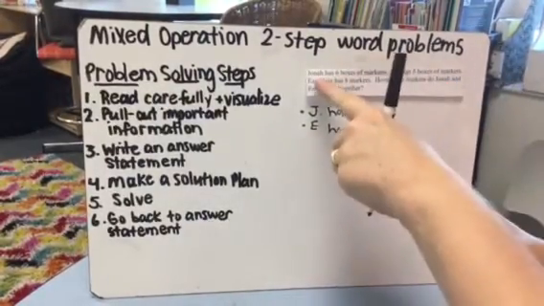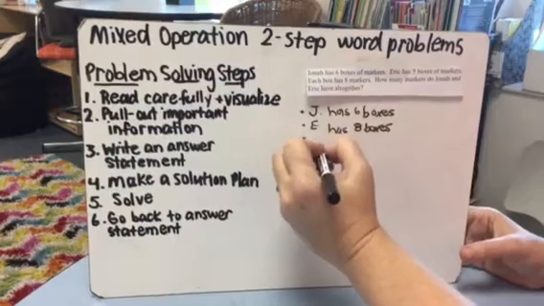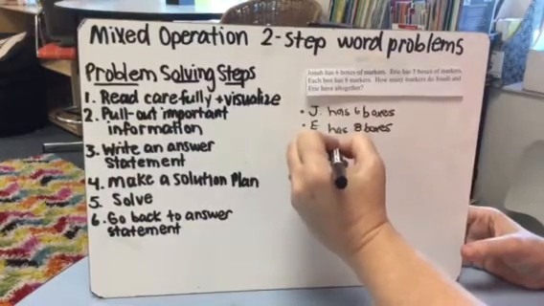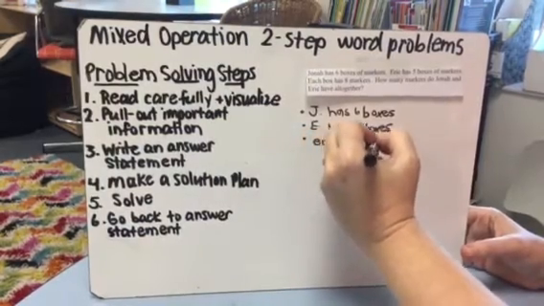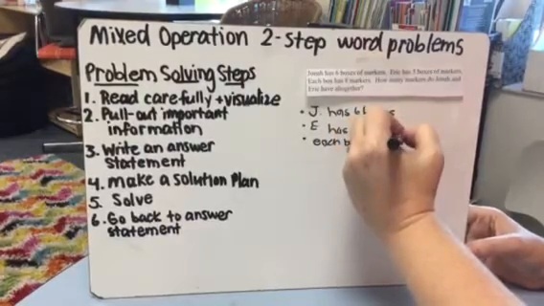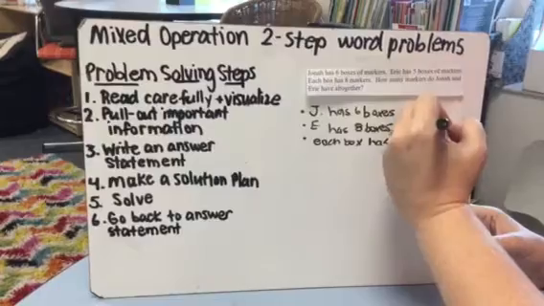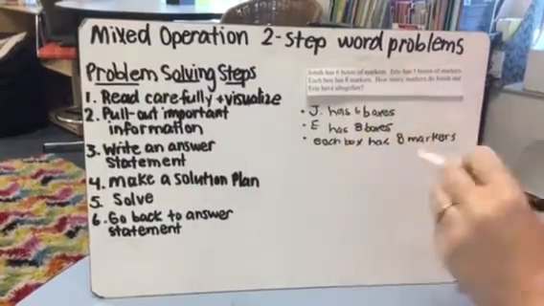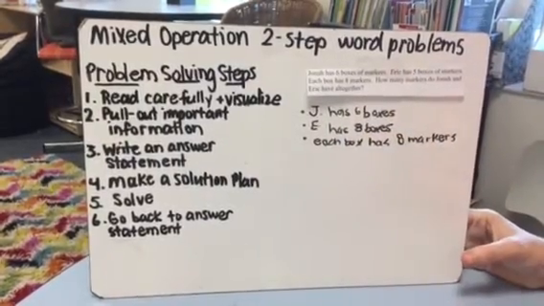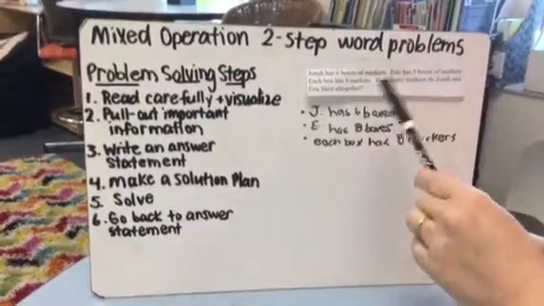Eric has 5 boxes. Each box has 8 markers. Okay, so in each box that the boy has, there are 8 markers. How many markers do Jonah and Eric have altogether?